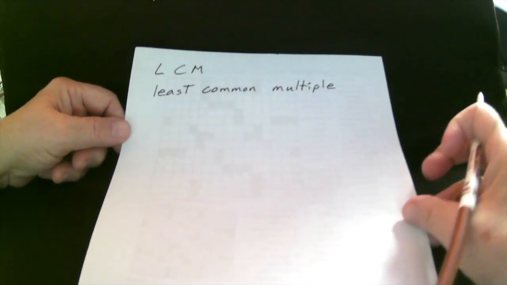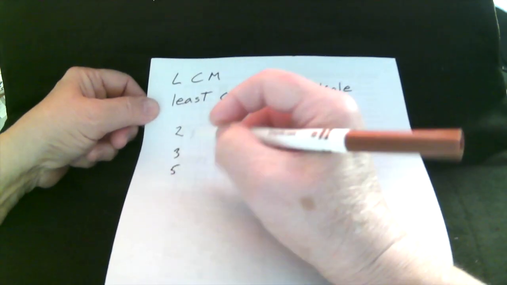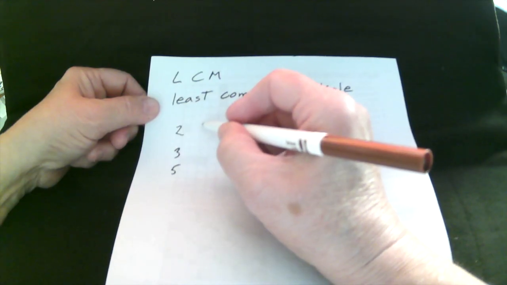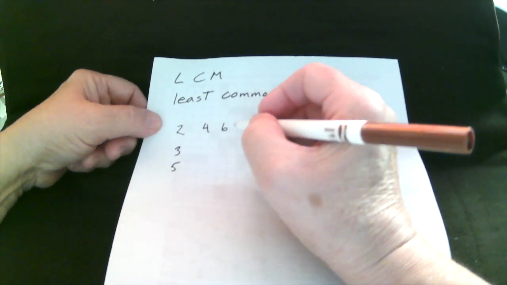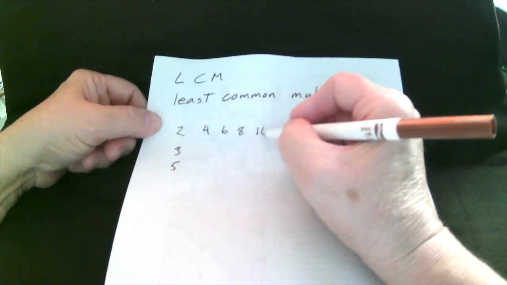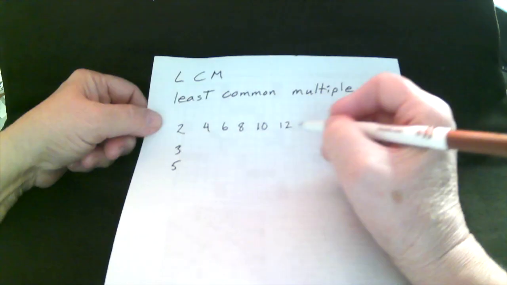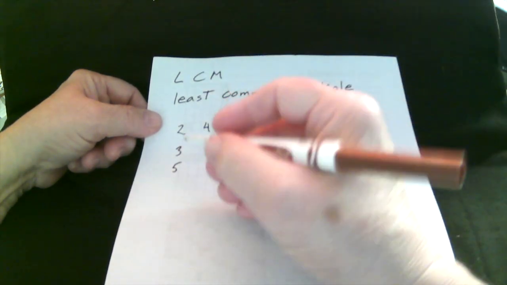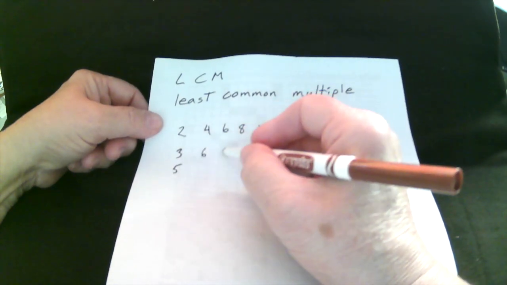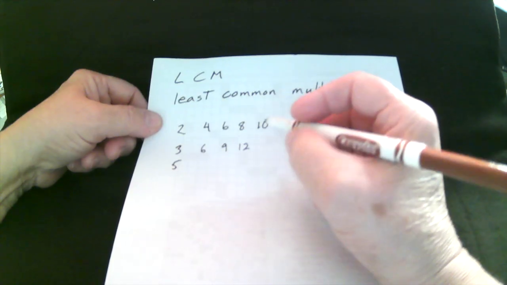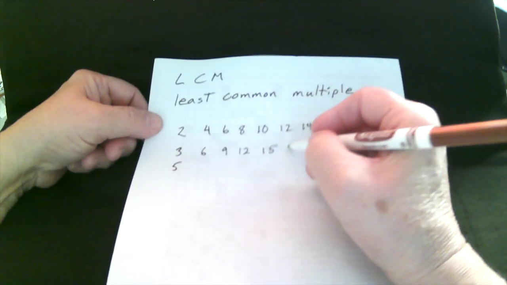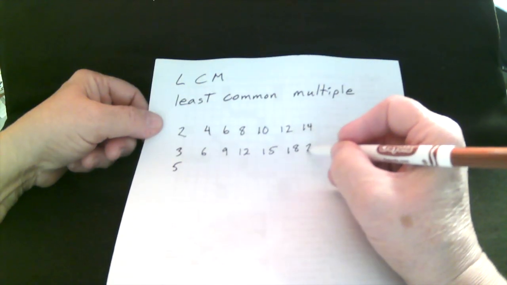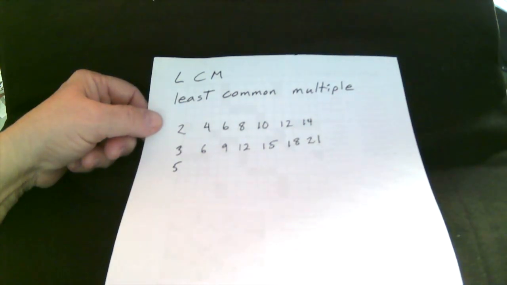If you have the numbers 2, 3, and 5, and you start writing multiples of each number, so 4, 6, 8, 10, 12, 14, etc. All of the even numbers are multiples of 2. 3, 6, 9, 12, 15, 18, 21. Those are all multiples of 3.